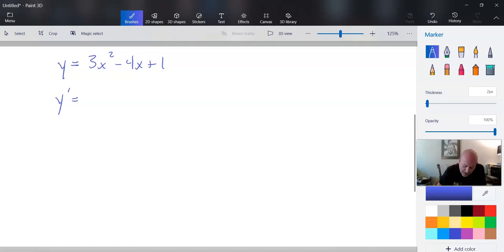So first of all, I know if I'm going to take y prime, I can pull the 3 out and just look at d dx of x squared. I can do the same thing with the 4.